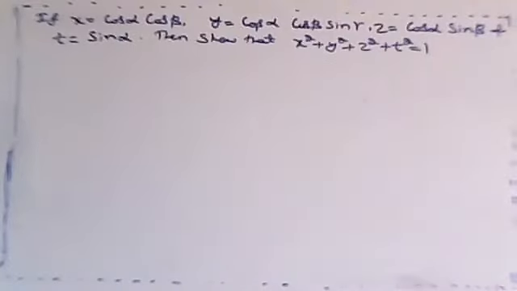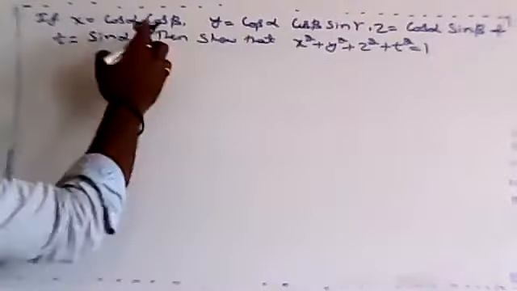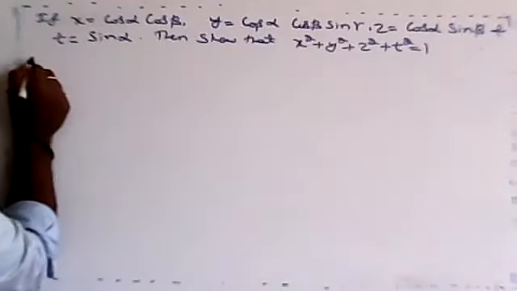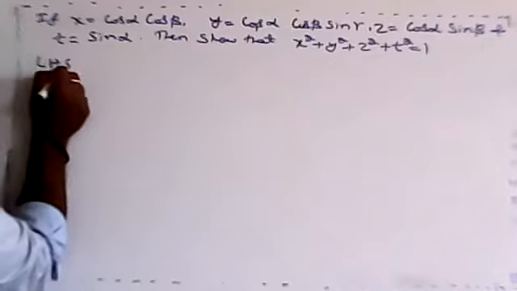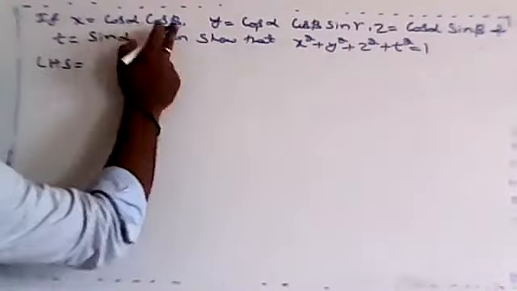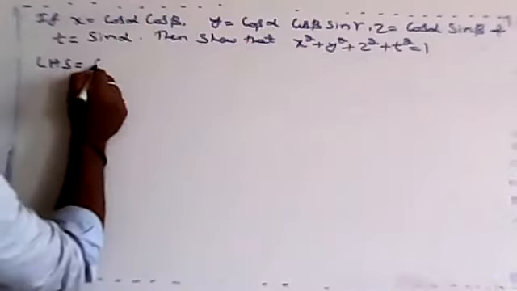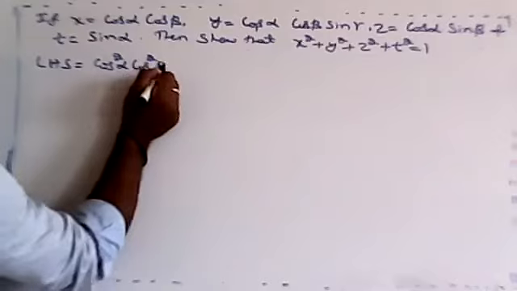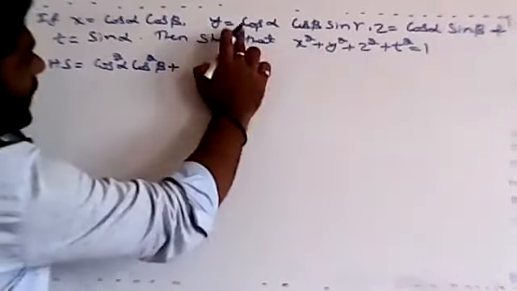Okay. Now see, I'm substituting and squaring this one. We have to show that LHS side equal to the RHS side. LHS side I'm writing. In the place of x, I'm going to put this value, cos alpha cos beta. If I square, what do you get? Cos square of alpha, cos square of beta. Correct? Plus y square. Y is what? Cos alpha, cos beta, sin gamma.